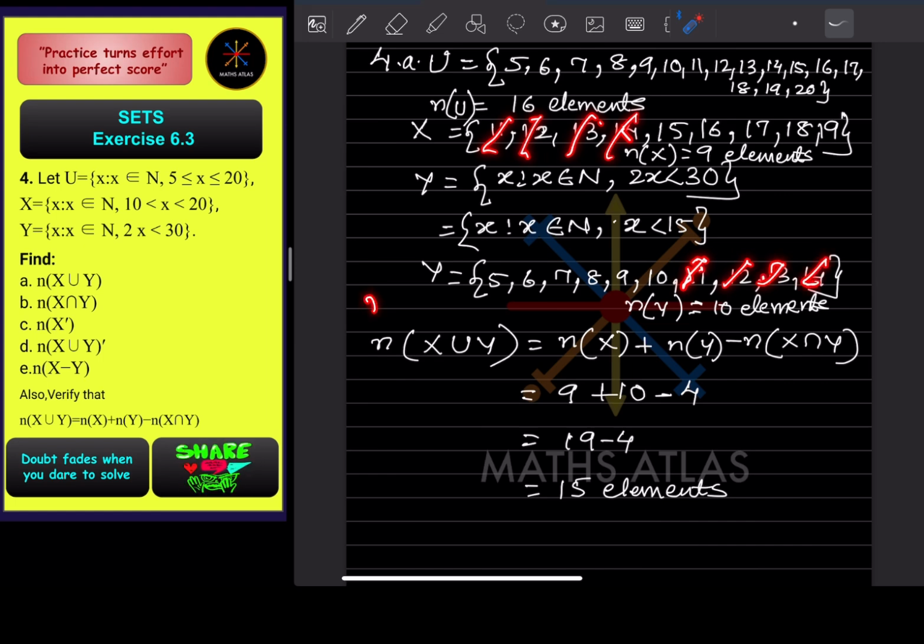So you can write here separately n of x intersection y. How many elements do we have? That is the 4 elements. Hope you got this one. We have to just compare this x and y. Intersection means you have to just take the common ones. So that is going to be 4 elements. So here you are going to write minus 4. So this is going to be 19 minus 4, which is going to be 15 elements.